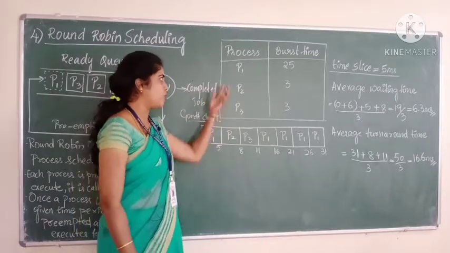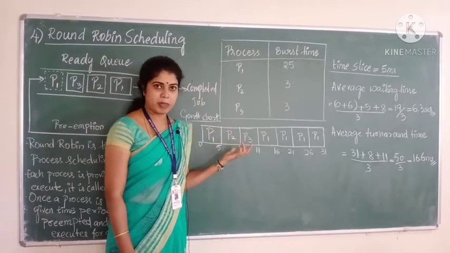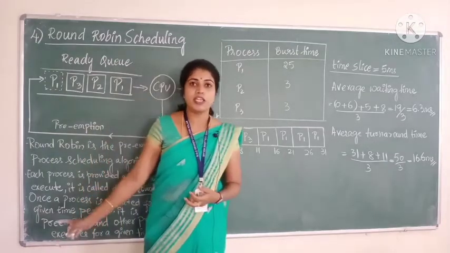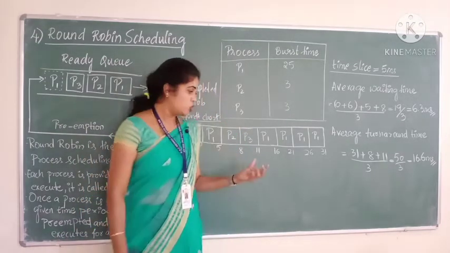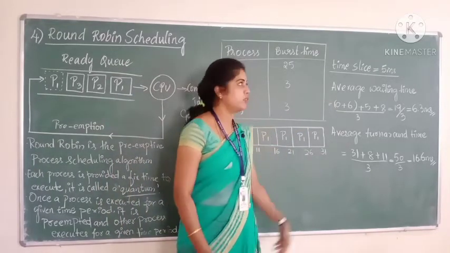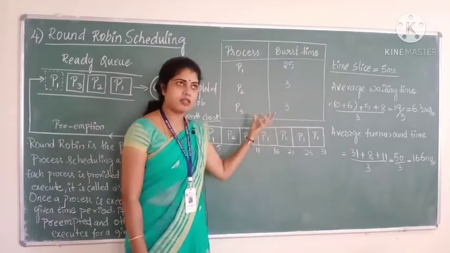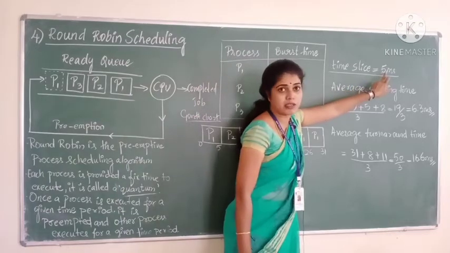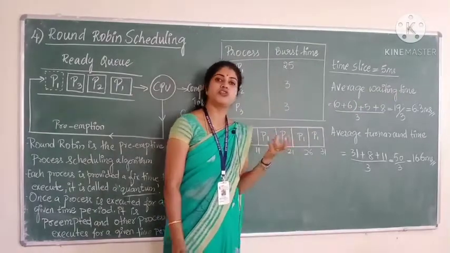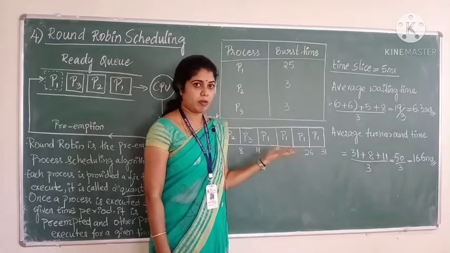As usual, the very first one is P1. But what is the burst time of P1? It is 25 milliseconds, but I have taken only 5 milliseconds, because I told you that each process will come with a fixed time. Once the problem is given in an examination, along with the problem the time slice will also be given. Here in this example, the time slice is 5 milliseconds. It means each process should use the CPU only 5 milliseconds.